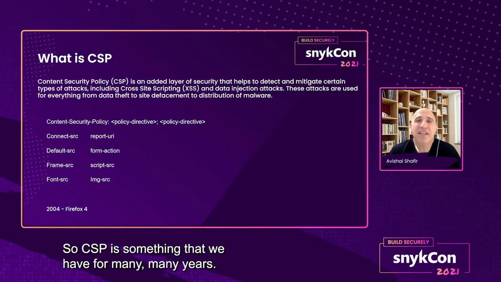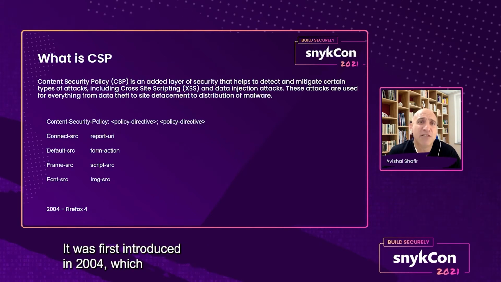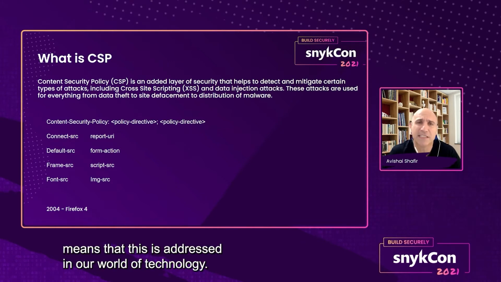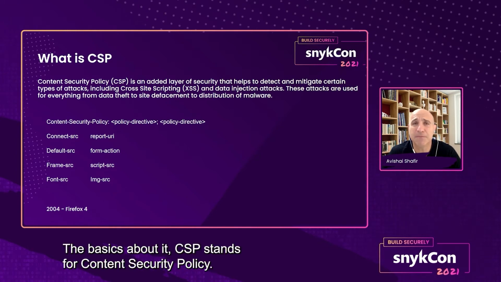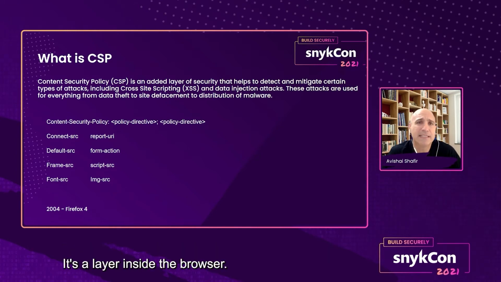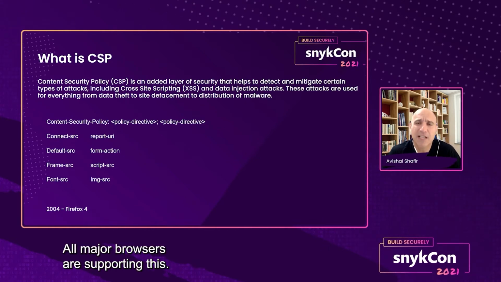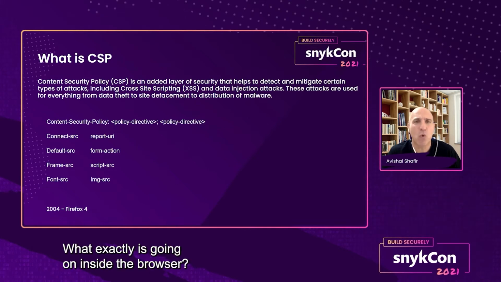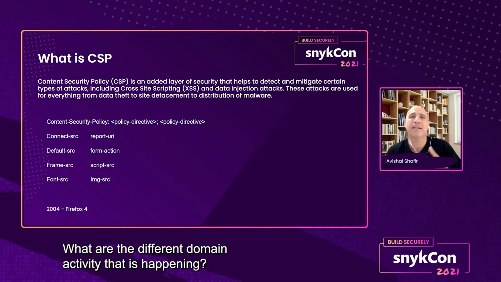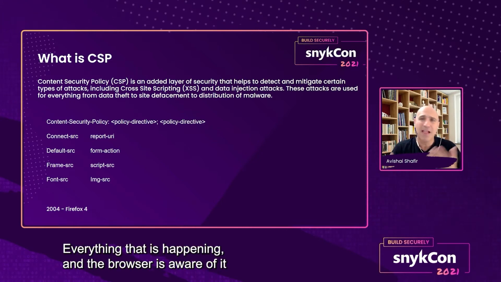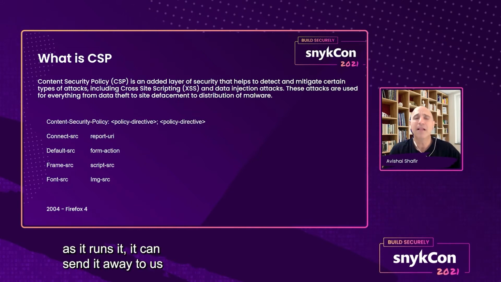CSP is something that we have had for many, many years. It was first introduced in 2004, which means that this is ages in our world of technology. The basics about it: CSP stands for Content Security Policy. It's a layer inside the browser. All major browsers support this, and it enables us to get visibility into what exactly is going on inside the browser. What are the different DOM activities that are happening? What is the network activity? Everything that is happening, the browser is aware of it as it runs it. It can send it away to us, and we can monitor and understand exactly how it works.